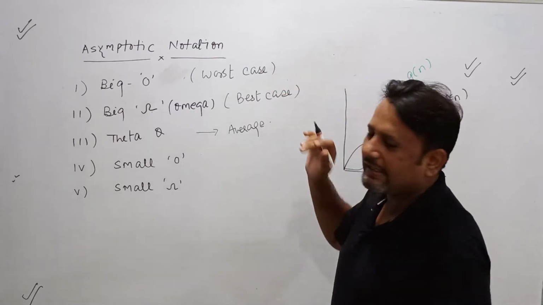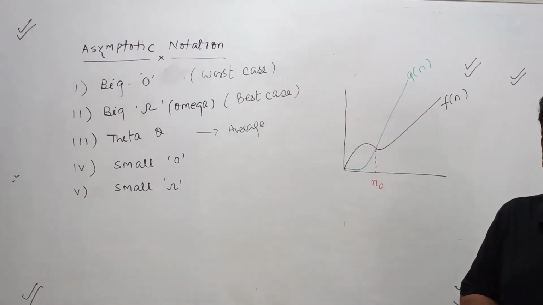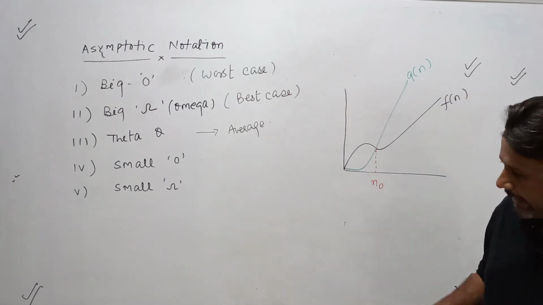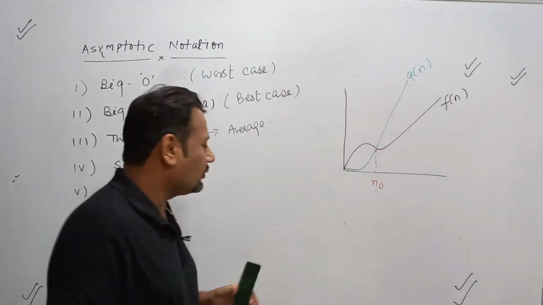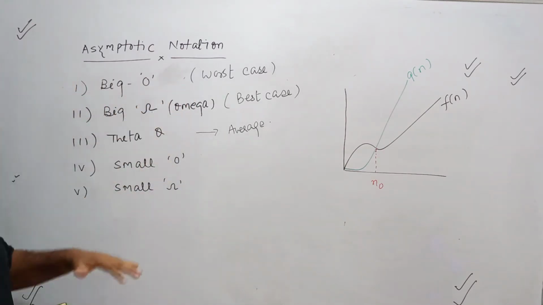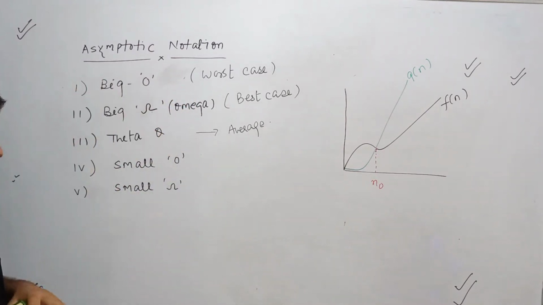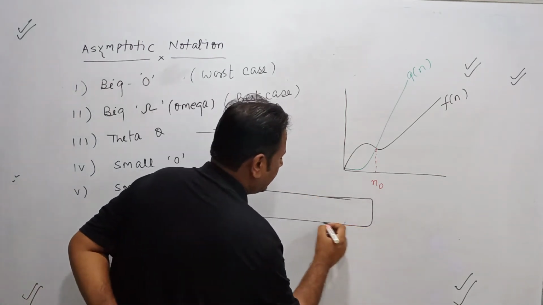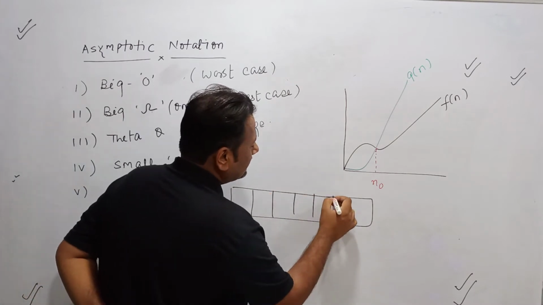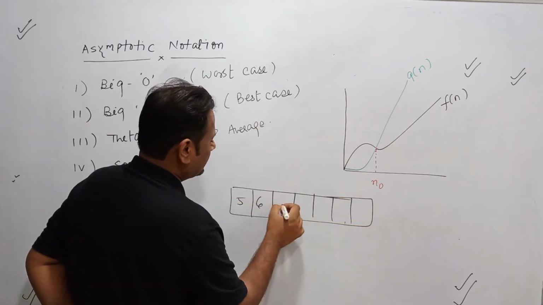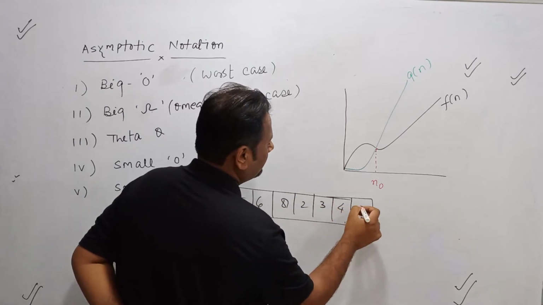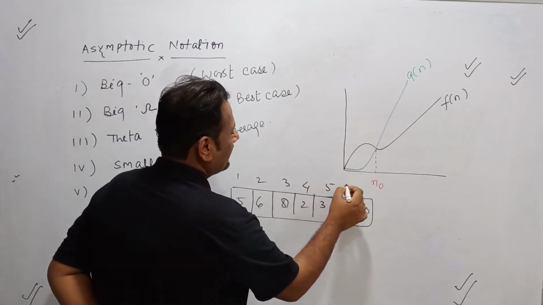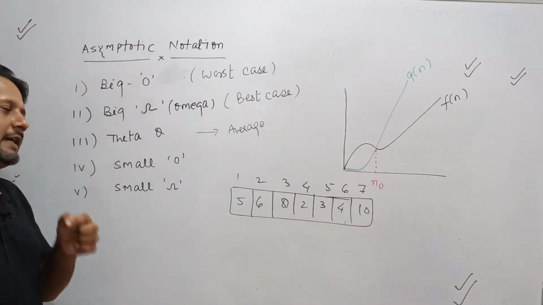Now, what is best case, what is worst case and average case, and which complexity should we bother about while writing a program or algorithm? Let me take one example, and through that example we'll try to understand worst case, best case and average case. Let us say I have an array with n elements: 5, 6, 8, 2, 3, 4, 10. So 7 elements are there in this array.